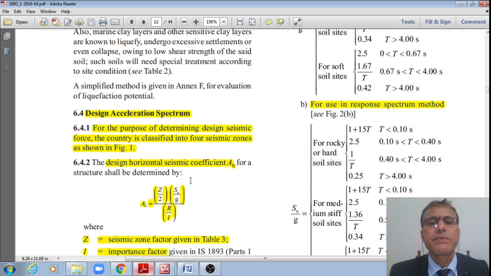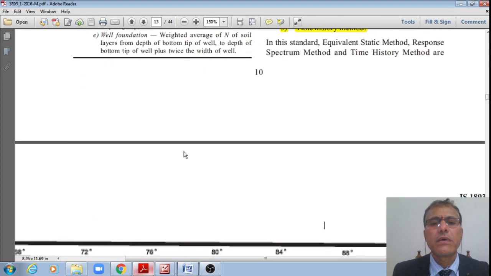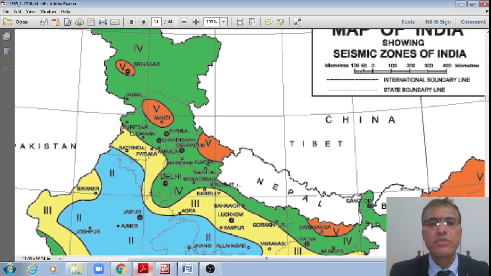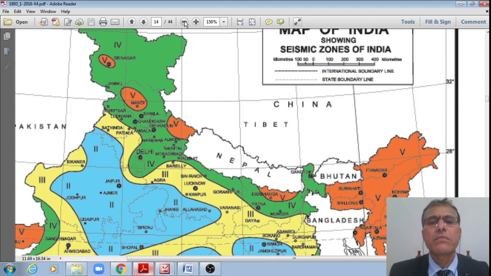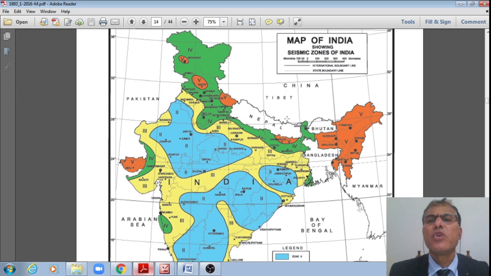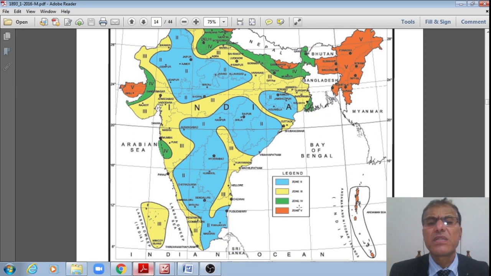For the purpose of determining the design seismic force, the country is classified into 4 seismic zones as shown in figure 1. Now let us see this figure 1, student. This is how the seismic zone map of India looks, wherein it is divided into zone 2, the violet color, yellow zone 3, green color zone 4, and red color zone 5.